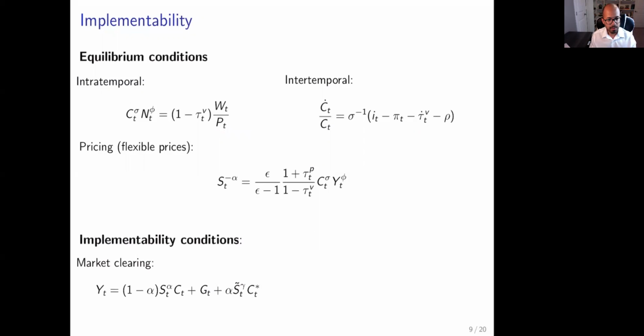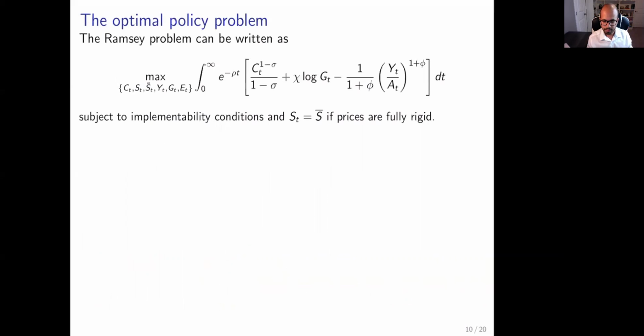The implementability conditions, the constraints on the actual policy problem, here are going to be the market clearing condition for domestic goods. So domestic goods are going to be consumed by domestic consumers, the government, and foreign consumers. And here's the dynamics of external debt. Notice here the effects of financial friction. And this is basically capturing net exports.